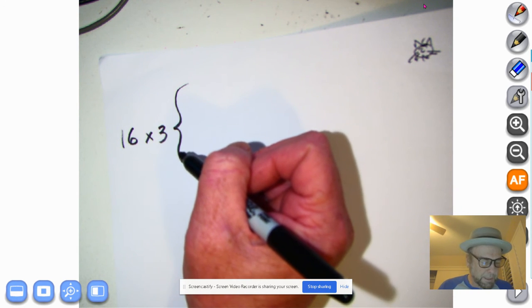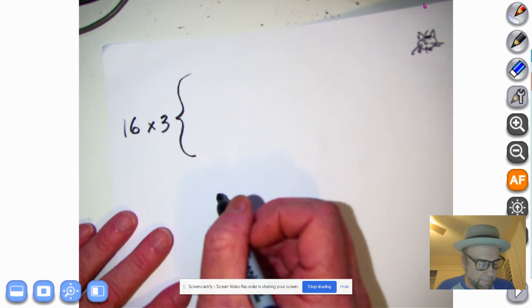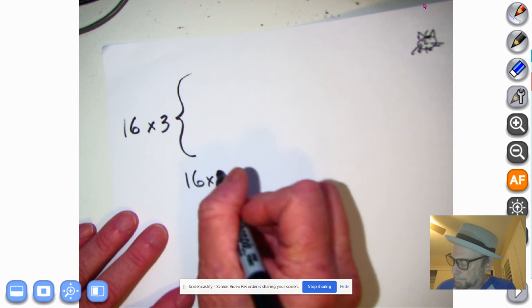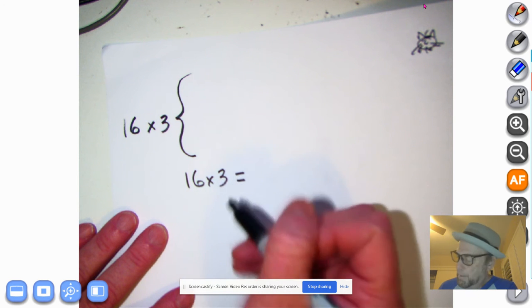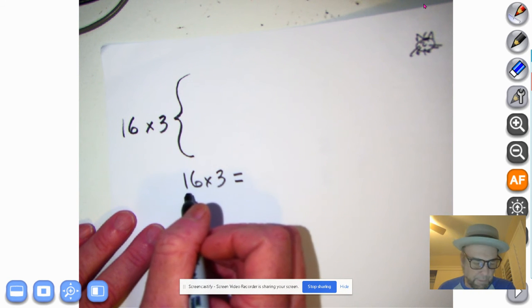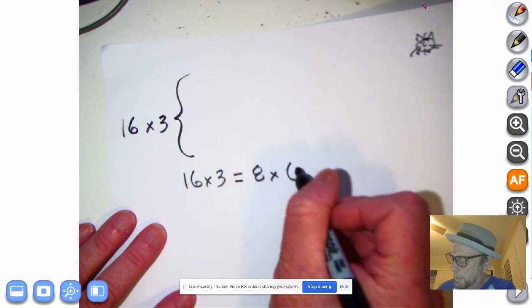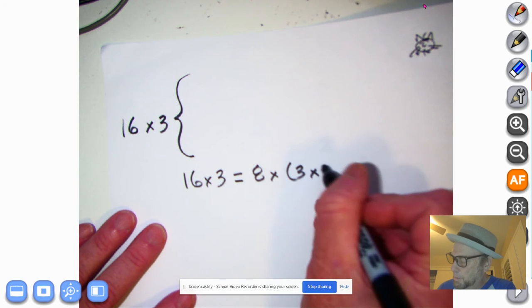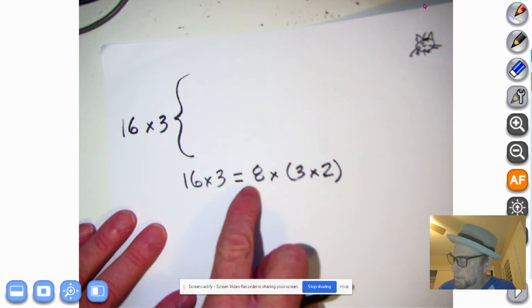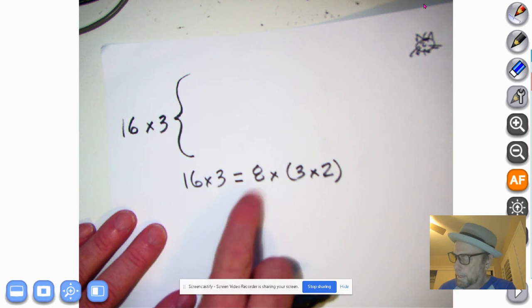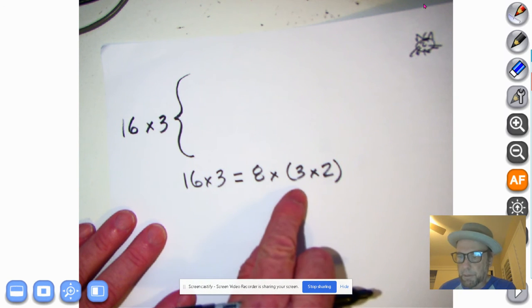So, for starters, let's break this down to 16 times 3. I'm going to write this down again. Equals, we're going to cut that 16 in half. I'm going to say it's 8 times 3, and then times the 2 to represent the 16. See that? 8 times 2, 16. We'll leave the 3 alone. 8 times 2, 16, then times 3, okay?